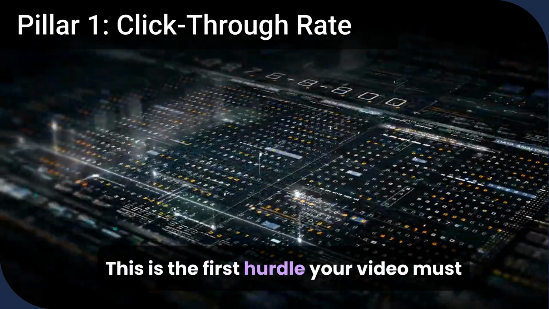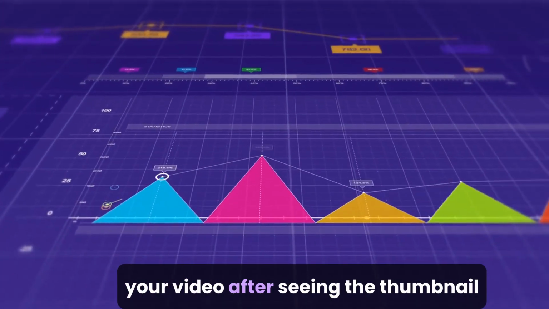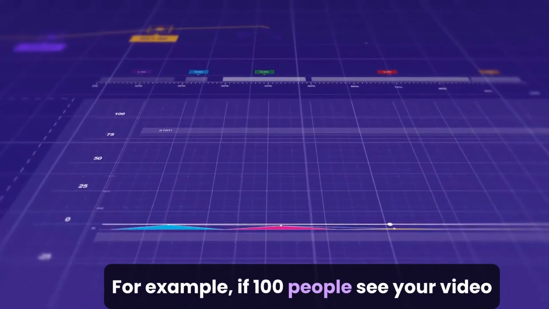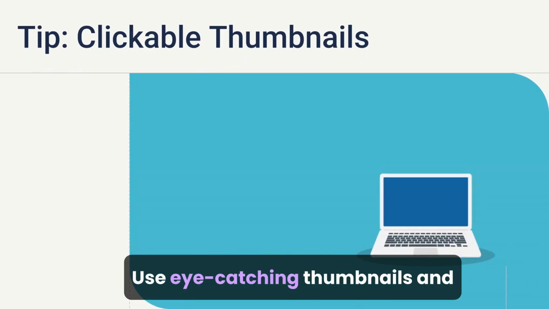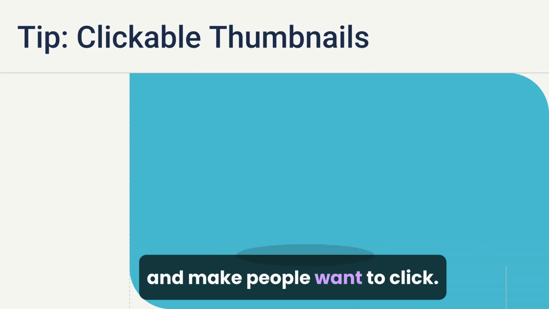This is the first hurdle your video must clear. CTR measures how many people click your video after seeing the thumbnail and title. For example, if 100 people see your video and 5 click, your CTR is 5%. The tip here is simple. Use eye-catching thumbnails and compelling titles that create curiosity and make people want to click.